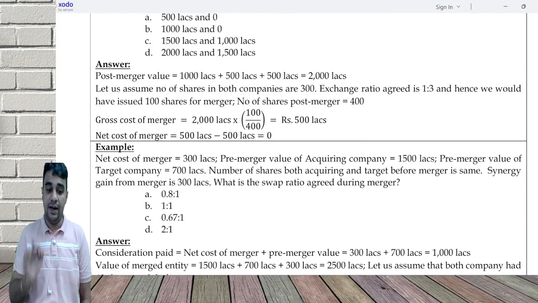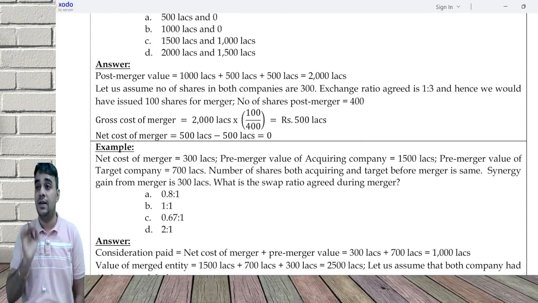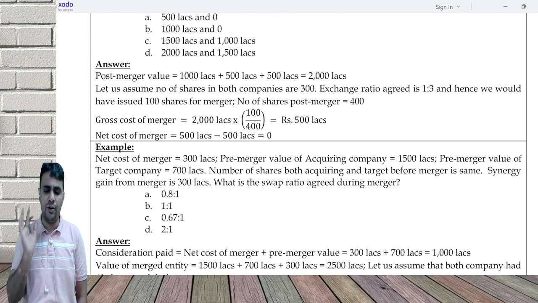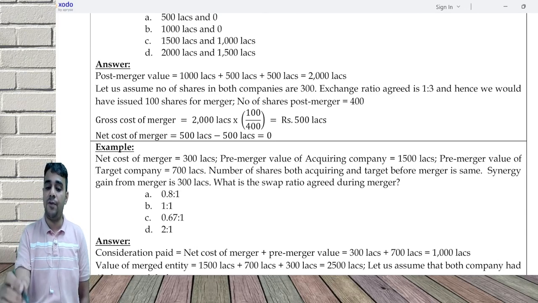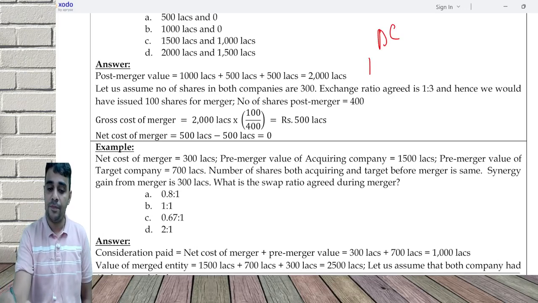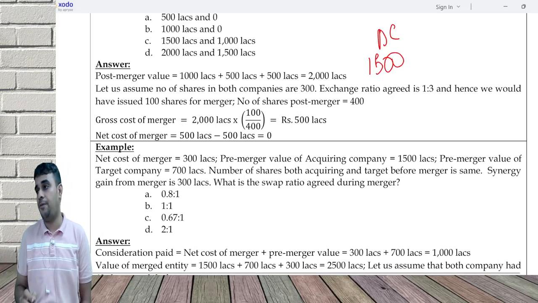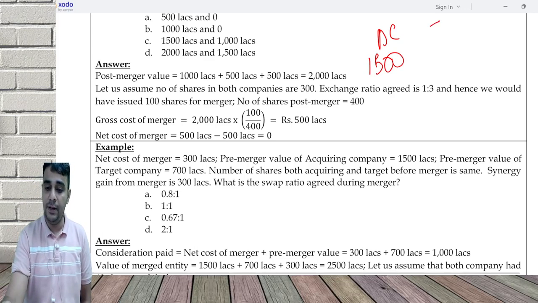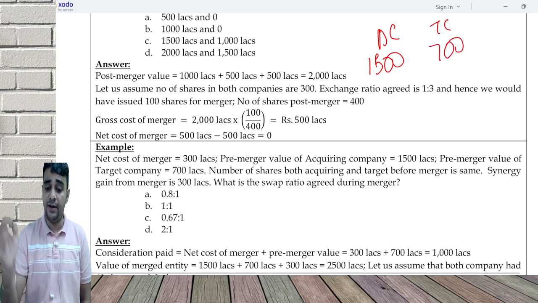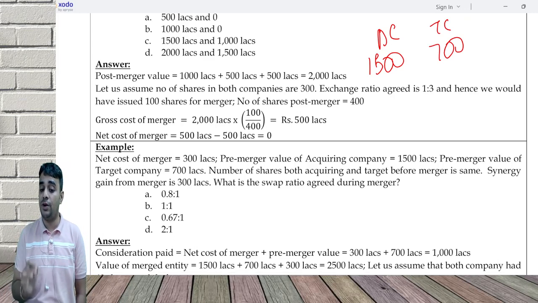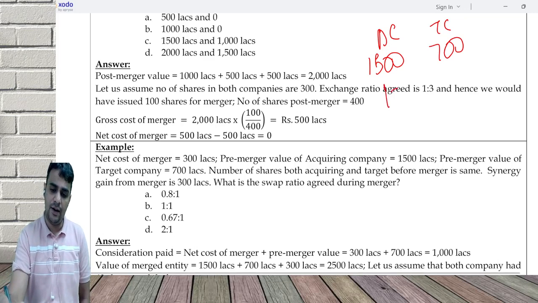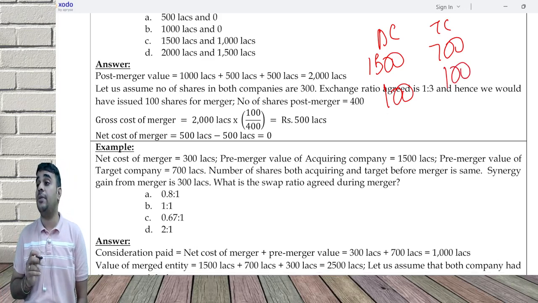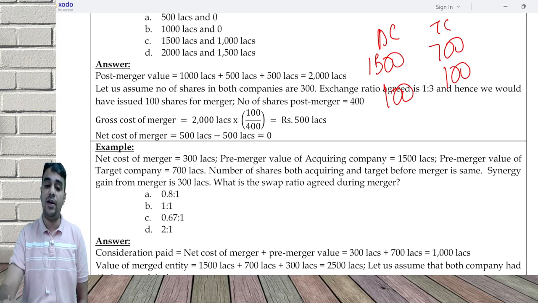Let's take this example. Net cost of merger is 300. Understand, these examples are very good examples. Pre-merger value of acquiring company is 1500. Target company is 700. Number of shares of both the acquiring company and target before merger is same, so I'm taking 100. Synergy gain from the merger is 300. What is the value of the merged entity?